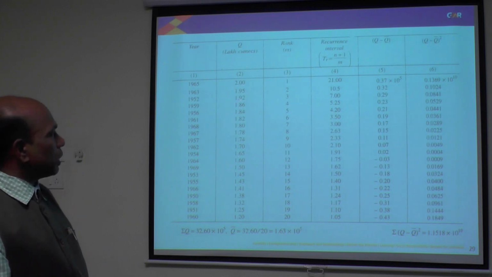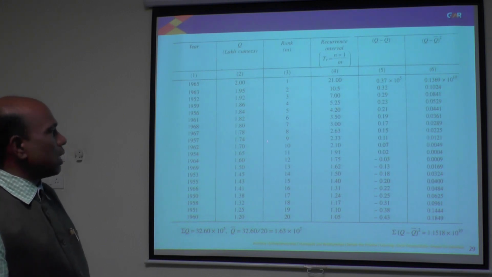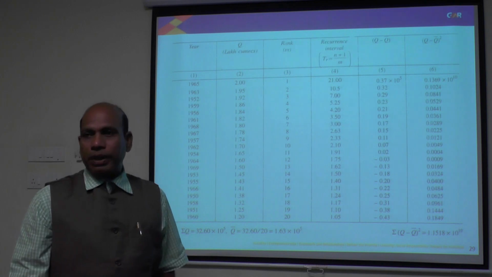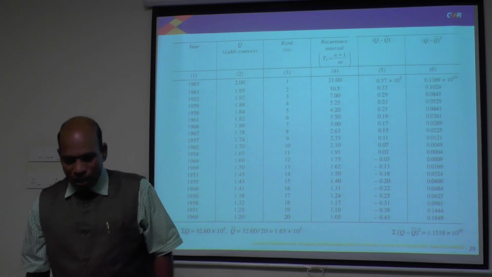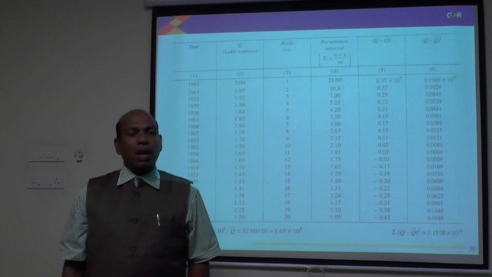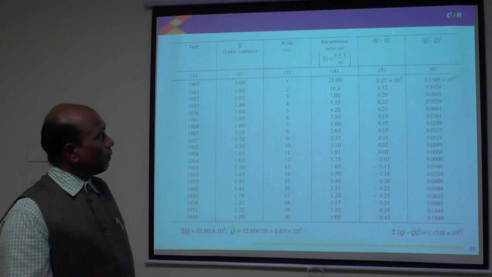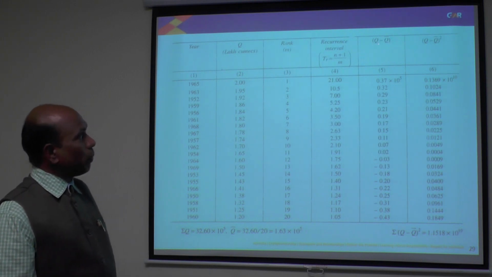You take a log graph, with recurrence interval on the horizontal axis and discharge on the vertical axis, then they give the discharge rate. And another method, Gumbel's method. Here, in Gumbel's method, first of all we determine the mean of the peaks. After calculating the mean of the peak, that means Q bar, then we calculate Q minus Q bar.